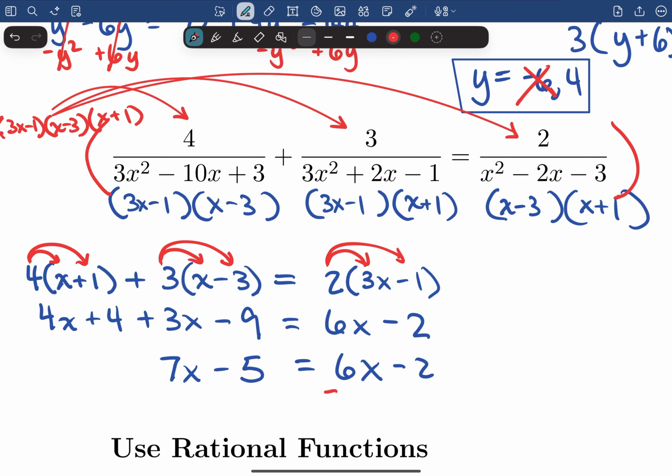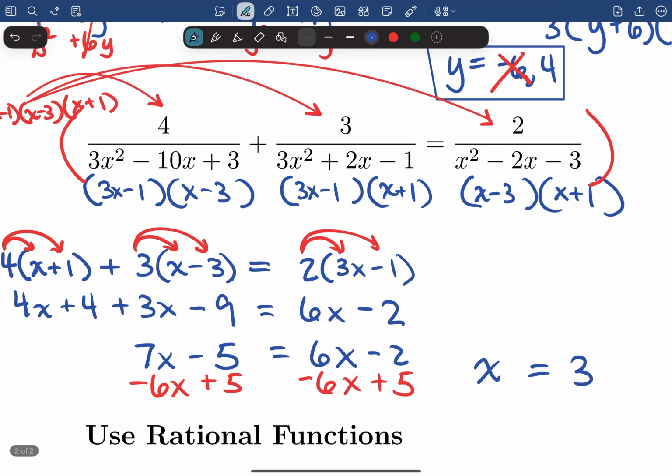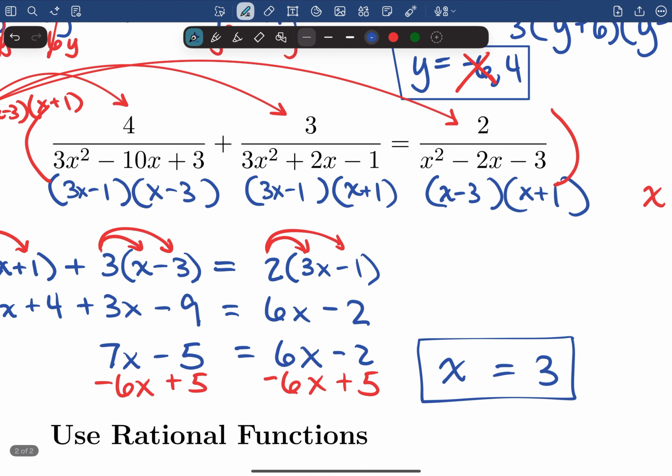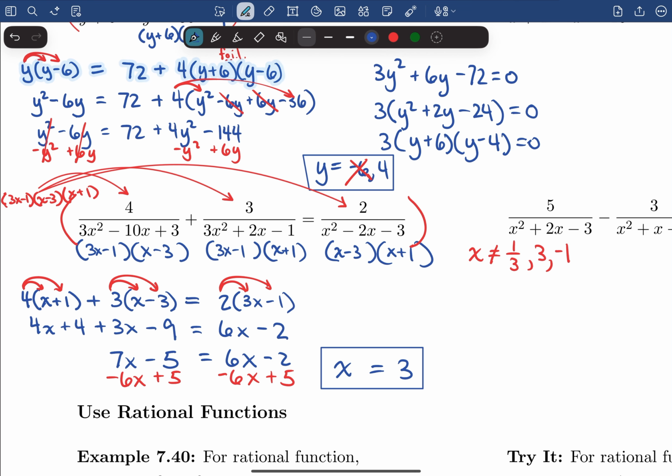And it might make sense that I would want to subtract 6x from right to left and then add 5 from left to right. Okay, and my result is 7x minus 6x, which is 1x, and that's equal to negative 2 plus 5, which is 3. And so I have solved this equation, right? It's x equals 3. But now that I have solved the equation algebraically, I look back for extraneous solutions.